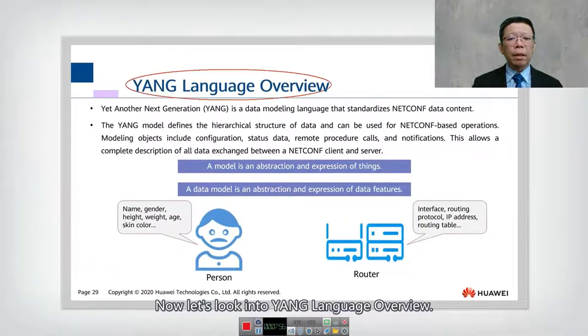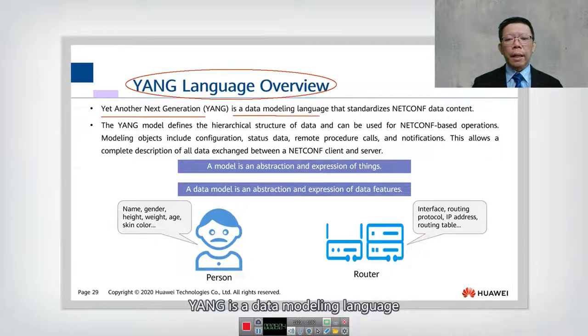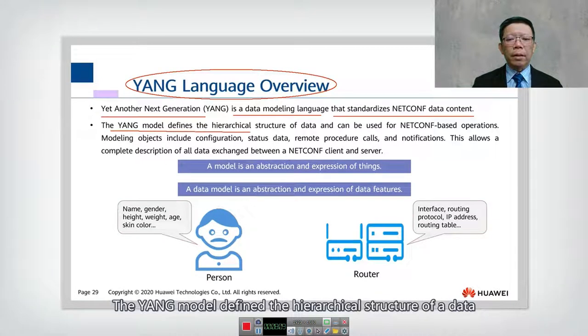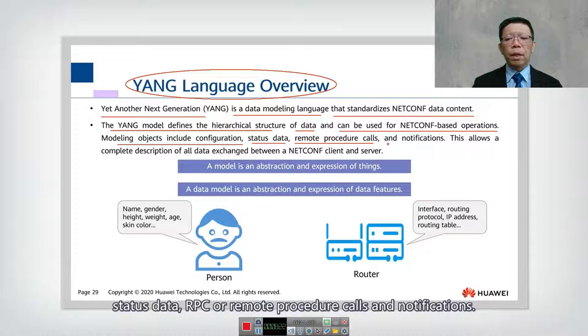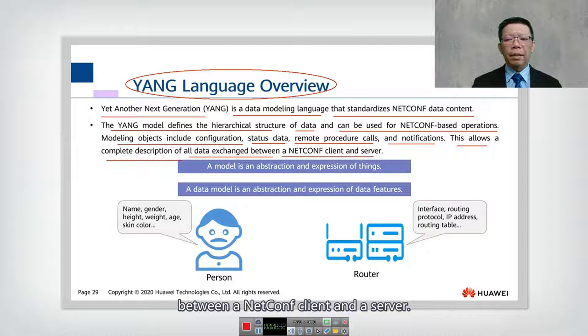Now let's look into the Yang language overview. Yang stands for Yet Another Next Generation. Yang is a data modeling language that standardizes NetConf data content. The Yang model defines the hierarchical structure of data and can be used for NetConf-based operation. Modeling objects include configuration, status data, RPC or remote procedure call, and notification. So Yang allows all this to happen. This allows a complete description of all data exchange between a NetConf client and a server.